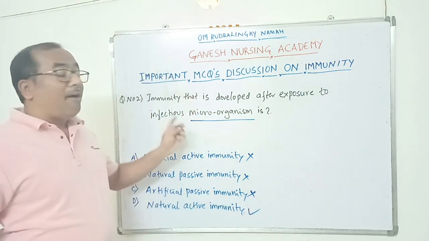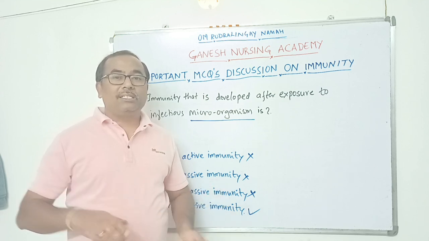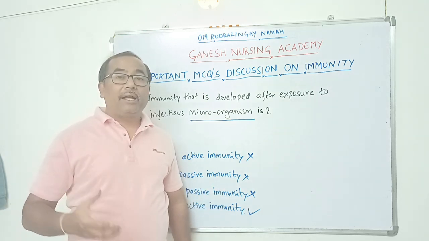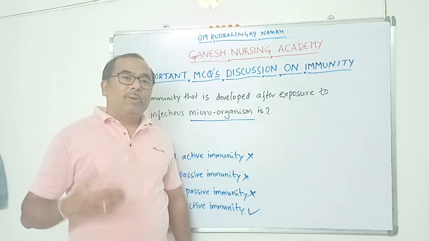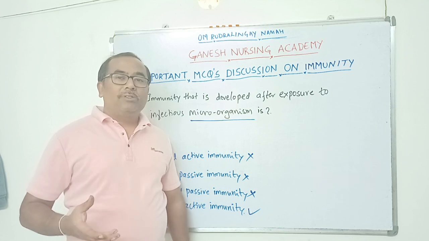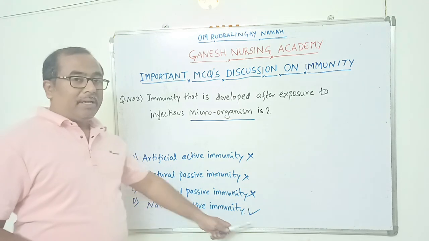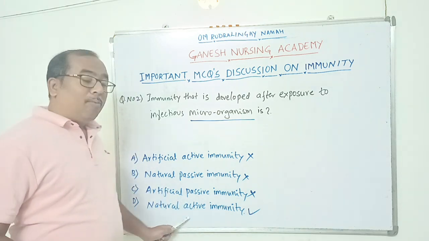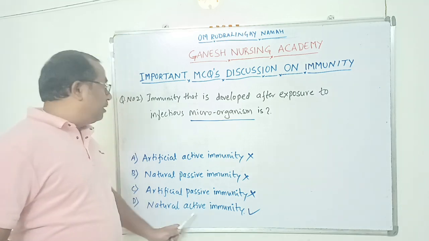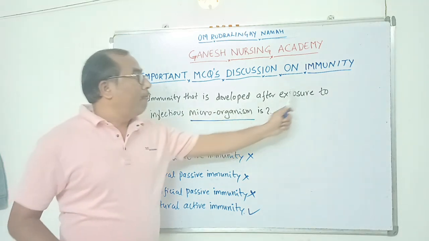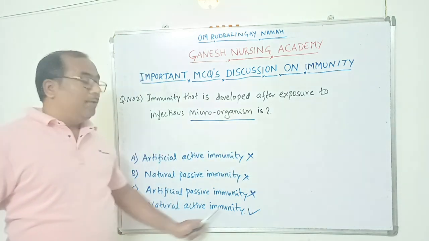After the exposure to the microorganisms, our body starts preparing immunoglobulins or antibodies against the microorganisms naturally. It may take more time, but it starts preparing them. This process is known as natural active immunity. It happens naturally, and our body is actively involved in the preparation of immunoglobulins or antibodies. So the immunity that is developed after exposure to infectious microorganisms is natural active immunity.